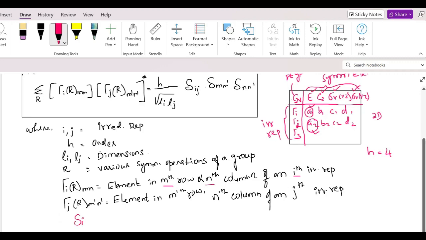Then what about this one? The symbols m m dash and n n dash are called the Kronecker delta, which usually takes the values 0 and 1.